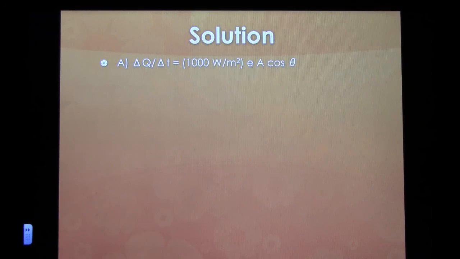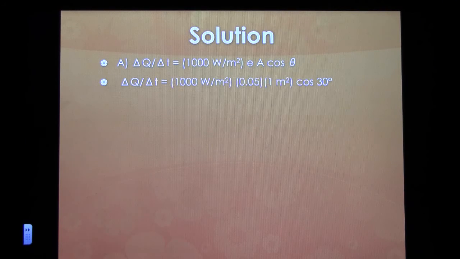And here's our answer. Part A, we find the rate of radiation by the sun using the second equation for rate of radiation, 1,000 watts per meter squared times EA cos theta. We have the emissivity value, 0.05. The area was given to us, 1 meter squared, and the angle that the sun's rays make with the vertical is 30 degrees, so that's our theta that we plug in. And we find the rate of radiation to be 43.3 joules per second.